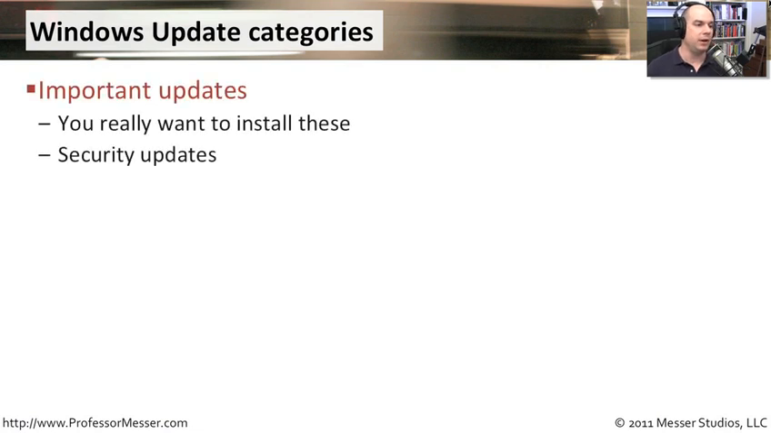The first category are important updates. You saw in the update we were just looking at, there were a number of important updates ready. You really want to make sure you have these on your system. Generally, these are security updates, so that if somebody knows a way to get into a Windows machine, installing this update would prevent them from doing that. It also prevents certain types of software from taking advantage of vulnerabilities on your Windows operating system.